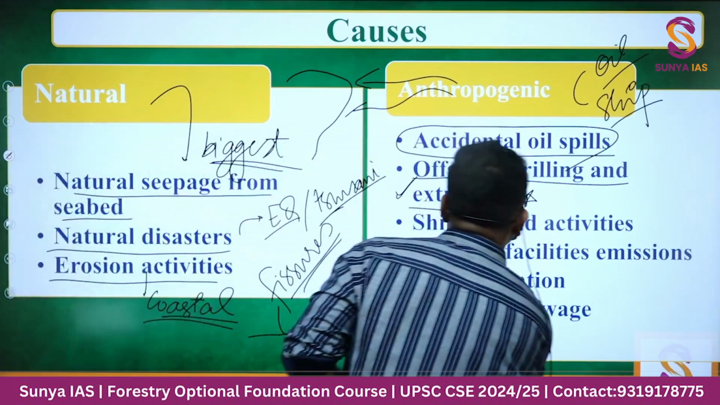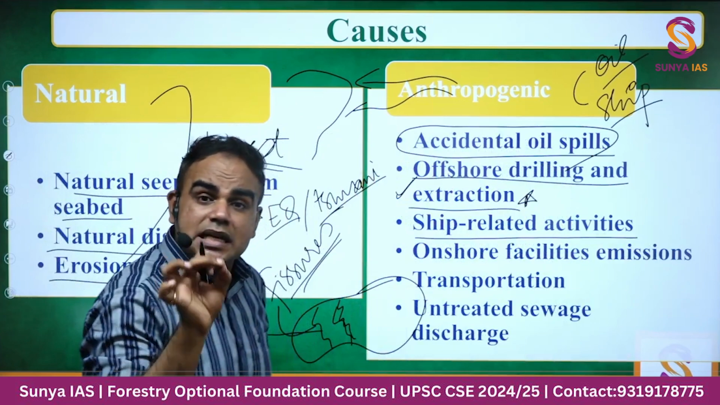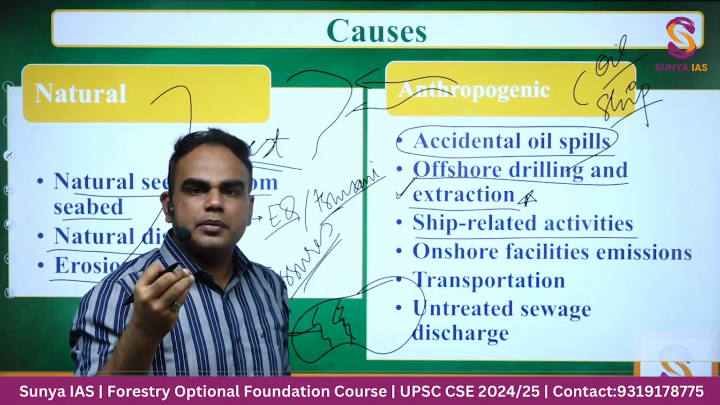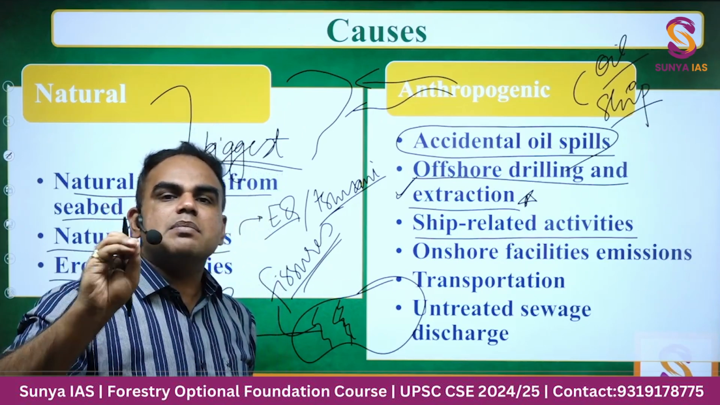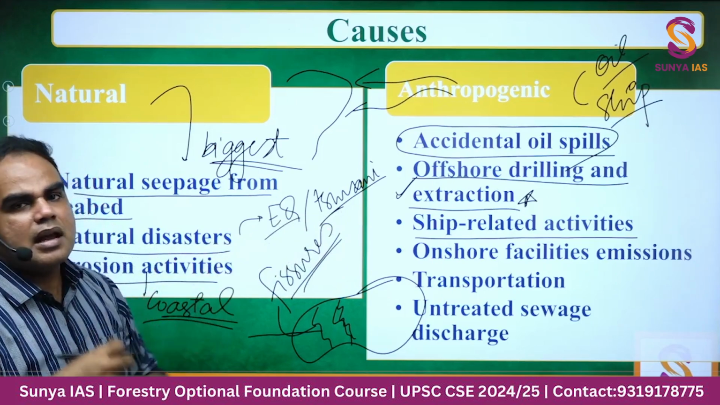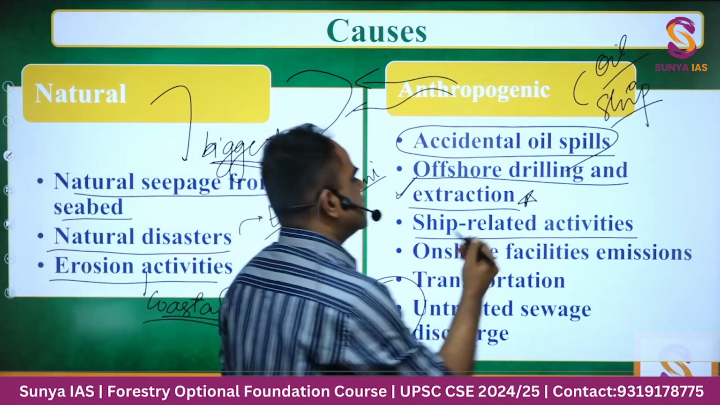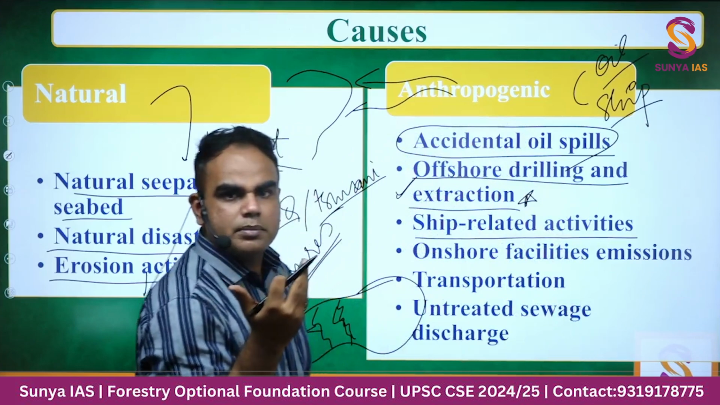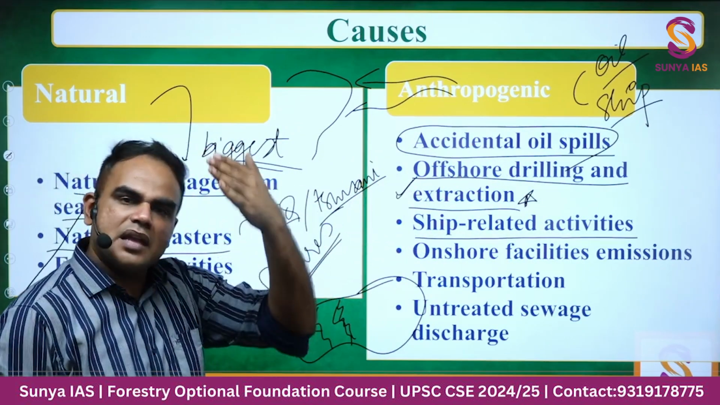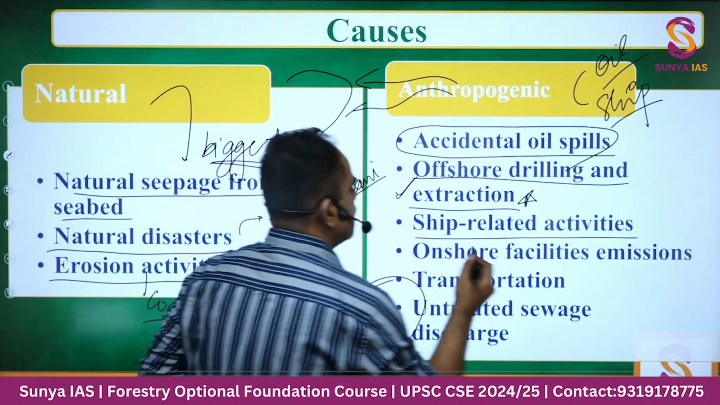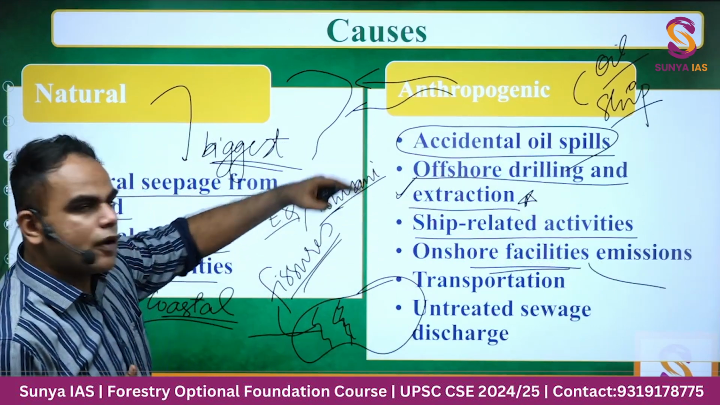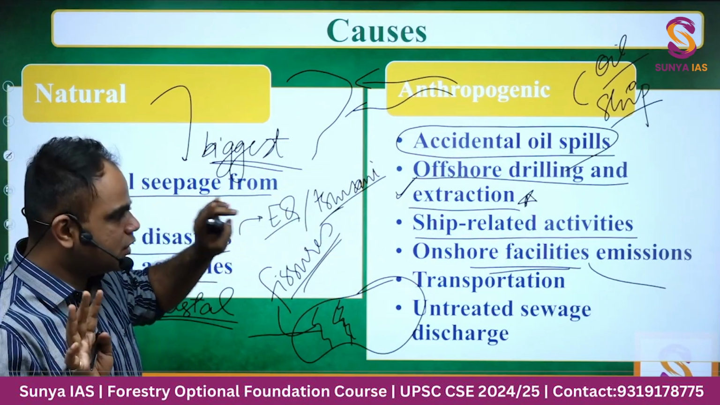Then ship related activities, that is why a lot of regulation is needed in shipping. We have to ensure sustainable processes. So shipping related activities, again, if there is a rupture, if there is a fault etc., this can also lead to a problem. Then onshore, so these 2 points you should remember. If there are onshore facilities leading to emissions, this can also be offshore. So I will have 2 points here to write.